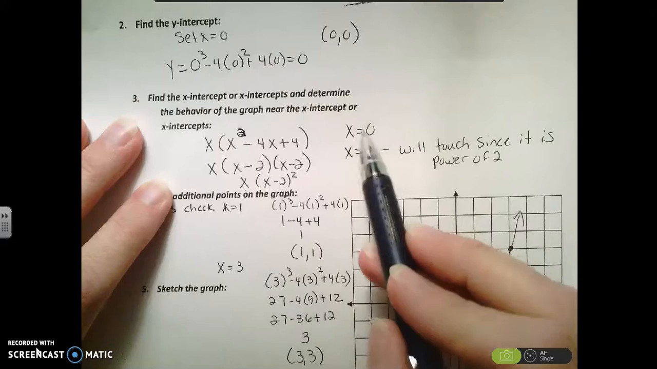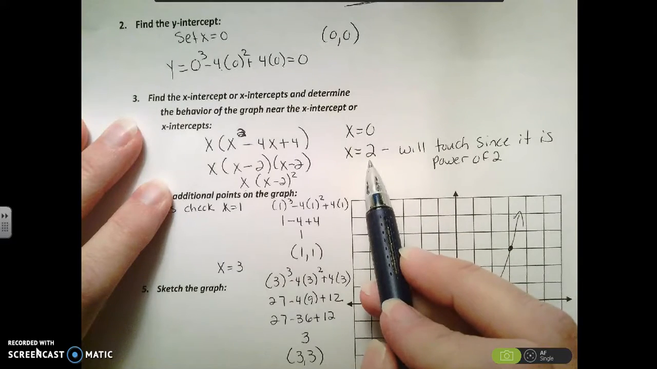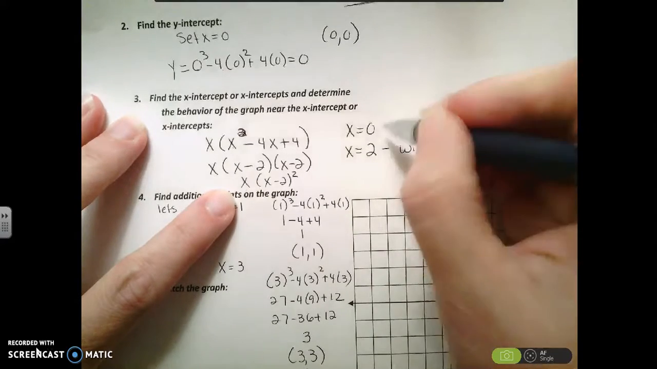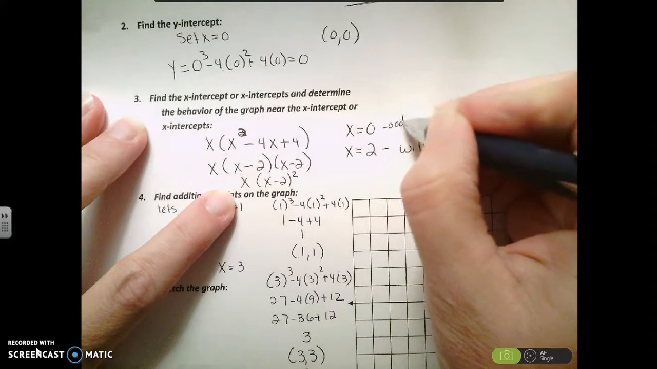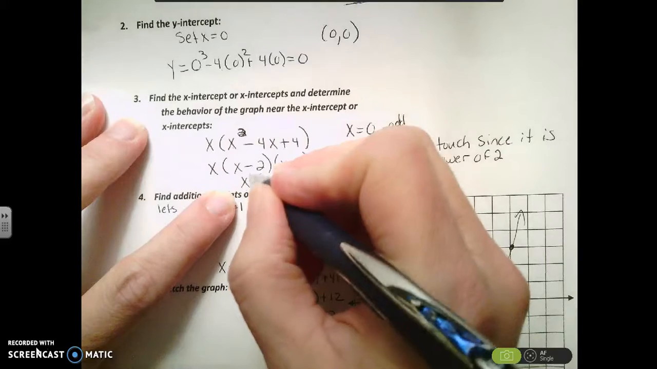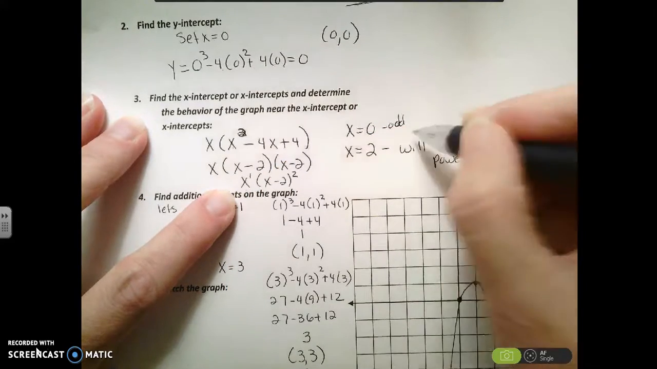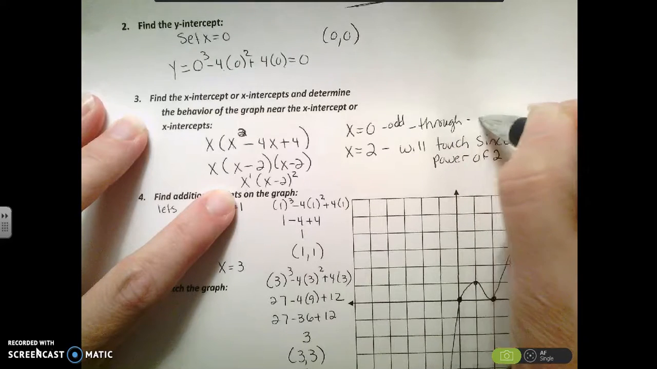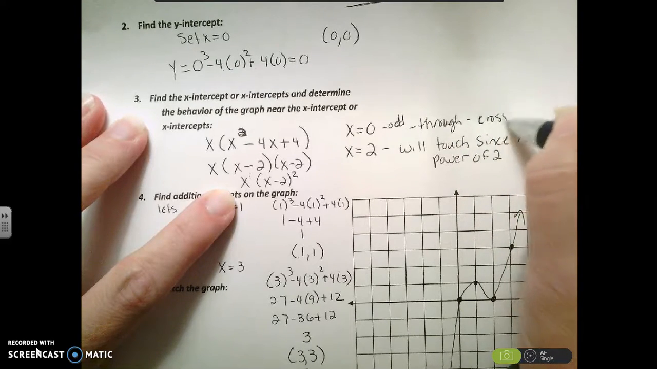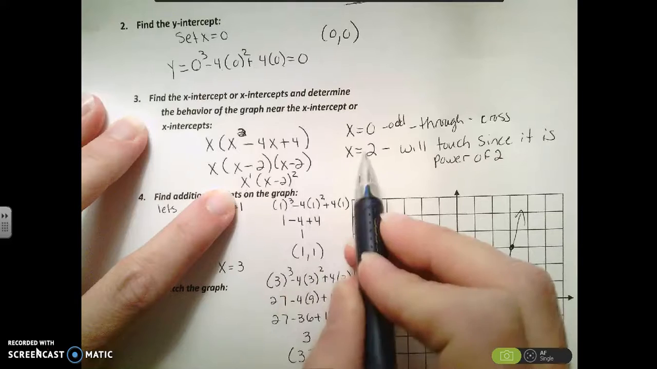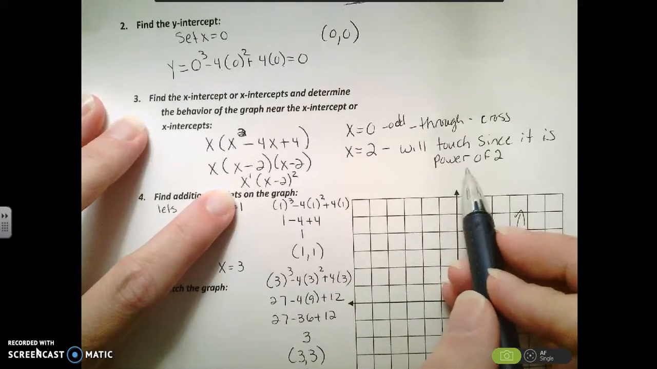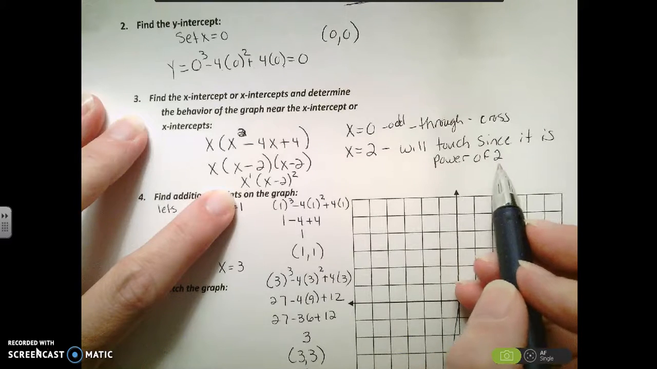So I have two roots, 0 and 2. Since the power on the 0 is odd, technically it's to the 1st power, that means it's going to go through, or it's going to cross. And the power on the 2 is even, right? So since it's even, that means it's going to touch at 2, but it's not going to go through 2.